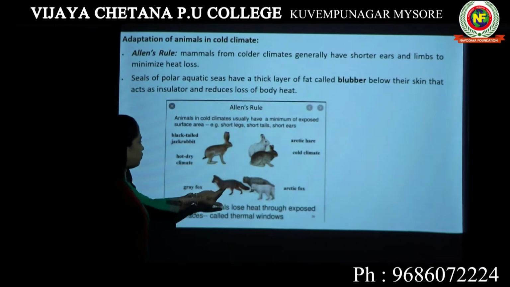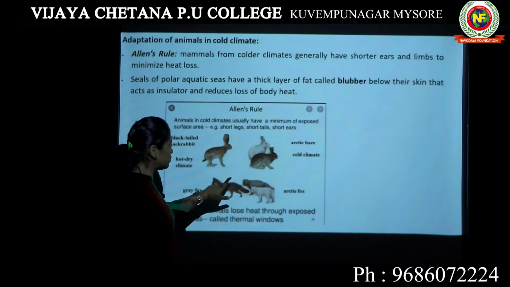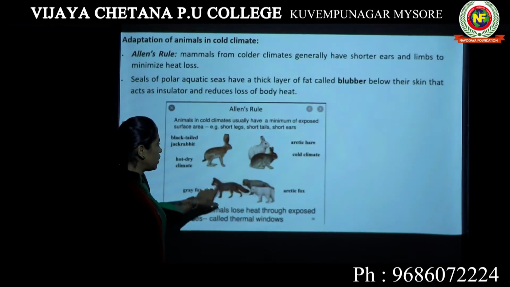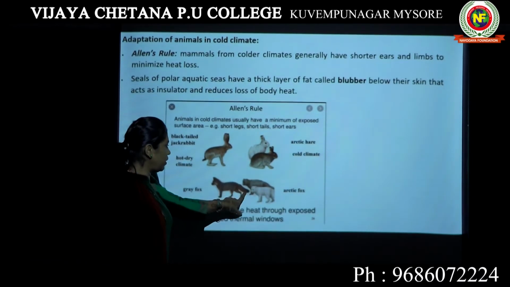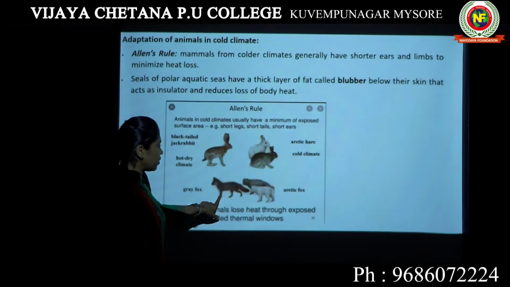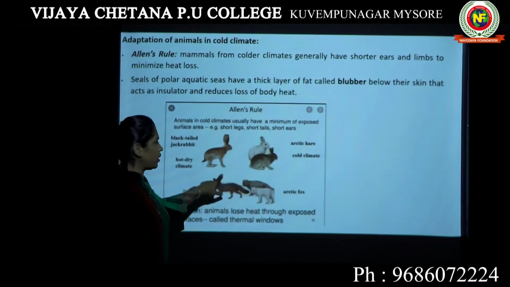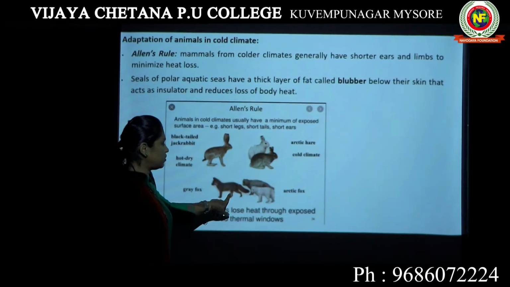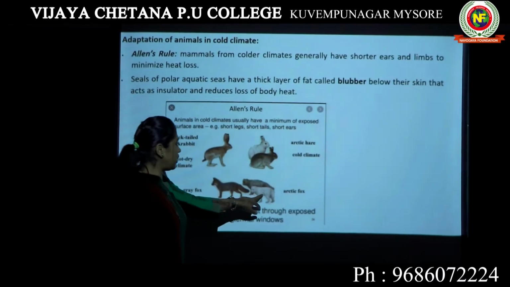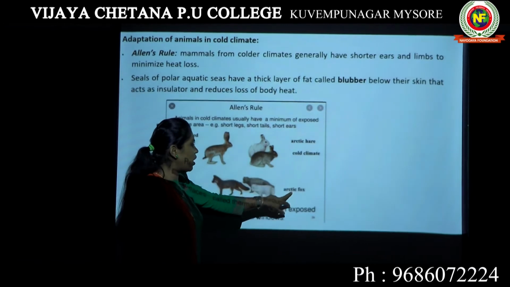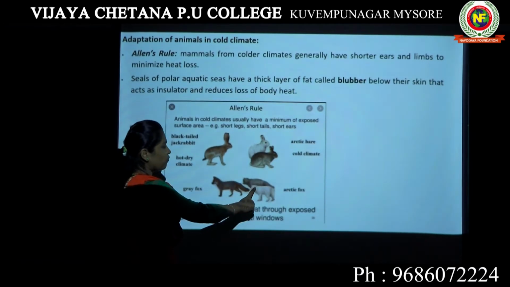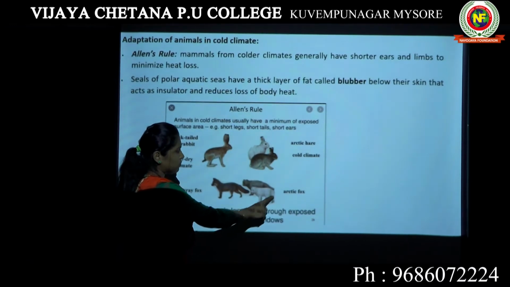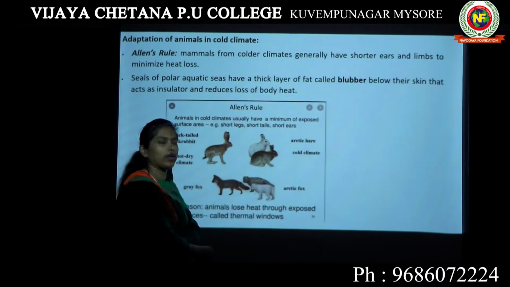Similarly, if you look at the fox, this is the grey fox, which lives in a hotter climate. Its ears, tail and limbs are very long. Whereas the fox living in the Arctic region has very short ears, very short limbs, and also a very short tail.